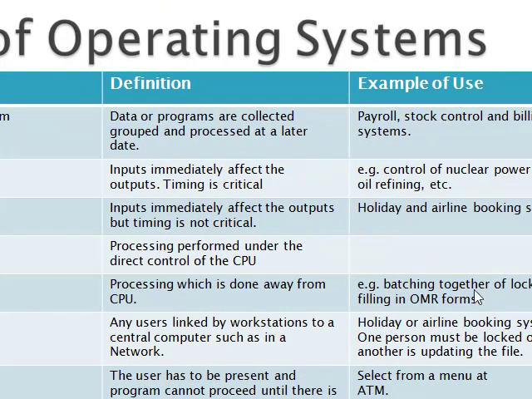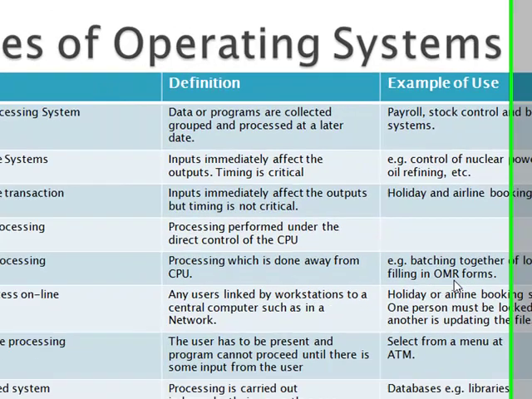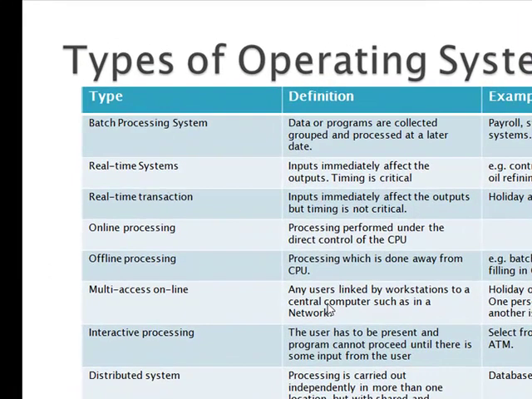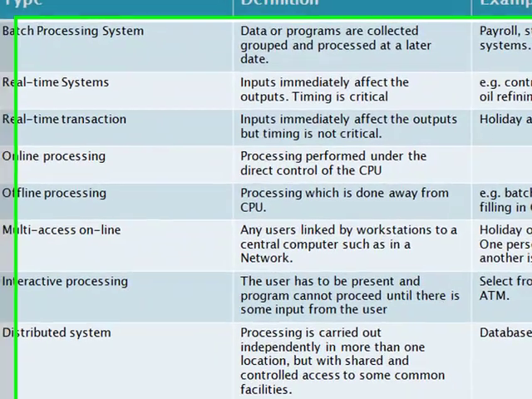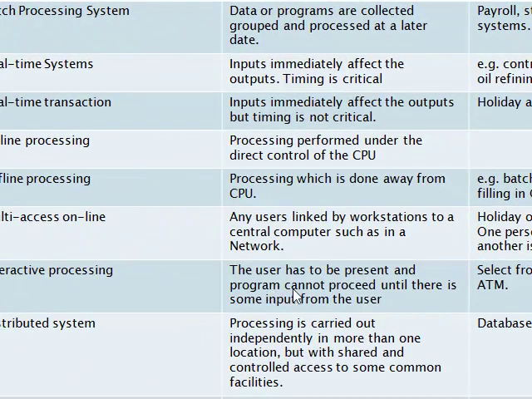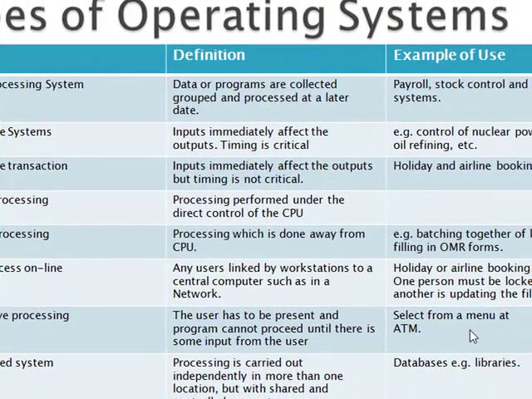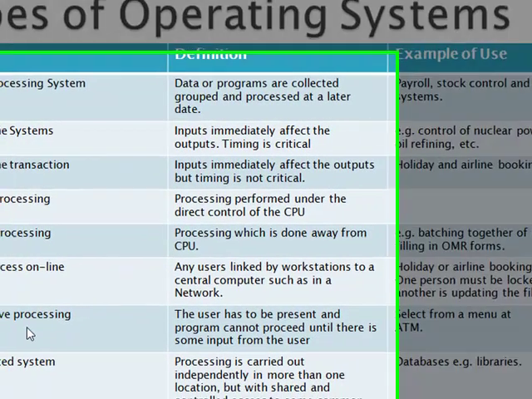Batch together, for example punched card filling in OMR forms. Multi-access online: any user linked by workstation to a central computer, such as in a network. This is for ticketing and airline booking systems, because there are many users who access the web server and process the data. Interactive processing: the user has to be present and the program cannot proceed until there is some input from the user. This is, for example, an ATM machine.